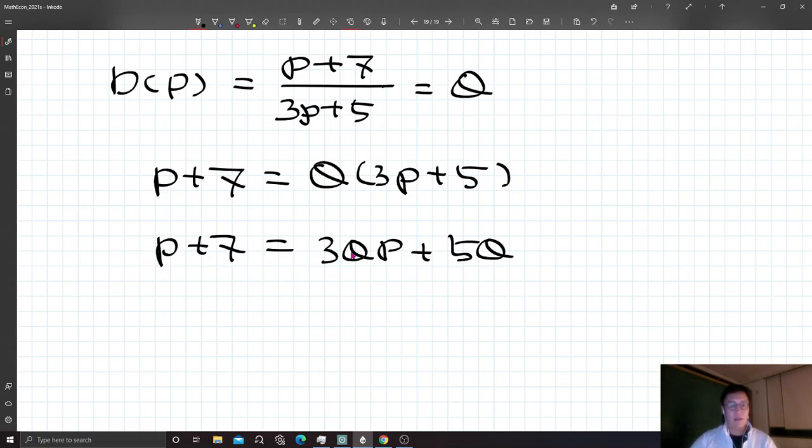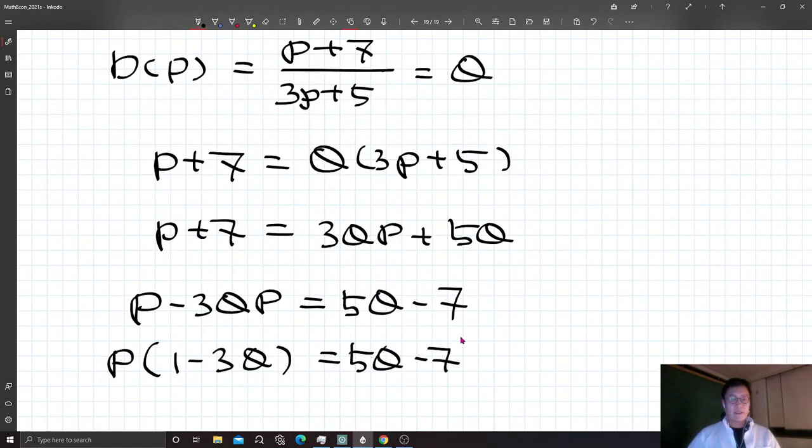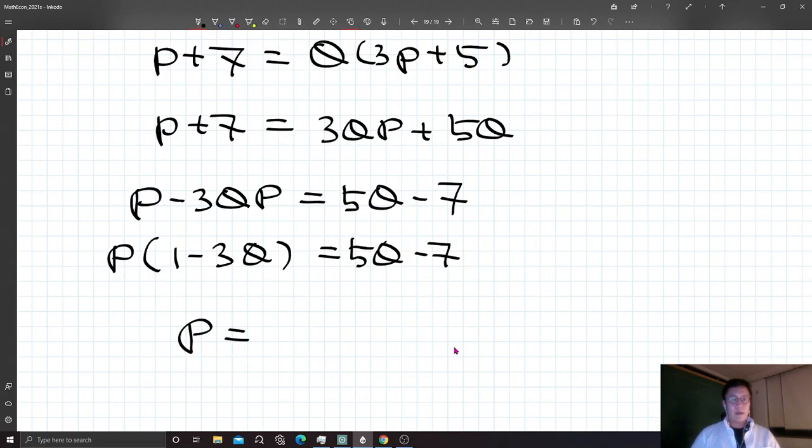Okay? And then collect P terms on the left-hand side. So P minus 3QP equals 5Q minus 7. Okay? So collect P terms on the left-hand side and move the other terms to the right-hand side. Okay? Separate the P terms and the non-P terms. And I can factor out P from the left: P times 1 minus 3Q equals 5Q minus 7. And so consequently, P is 5Q minus 7 over 1 minus 3Q.